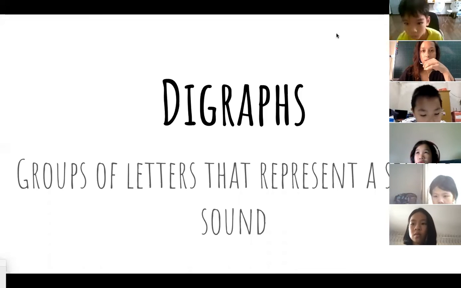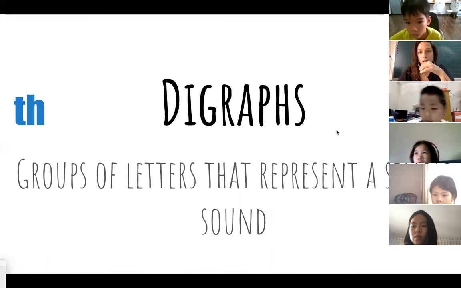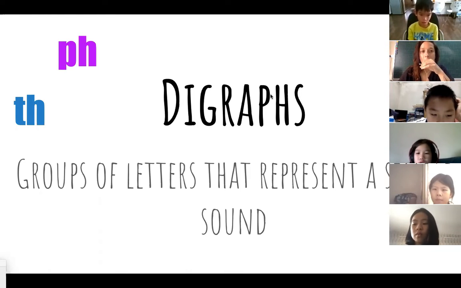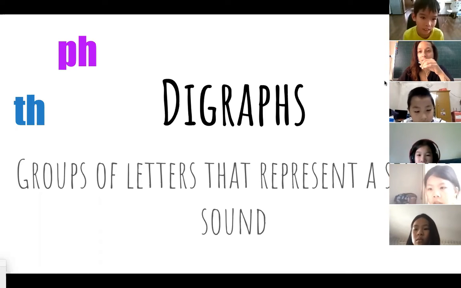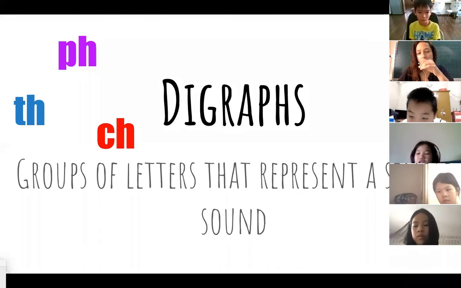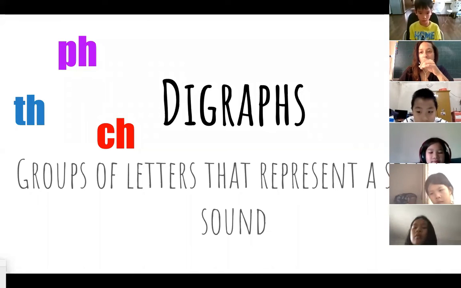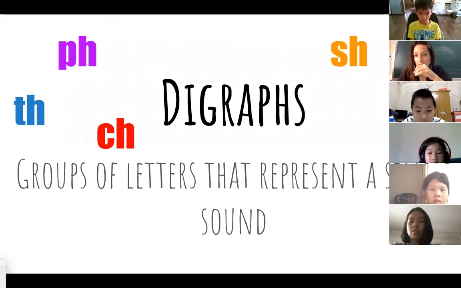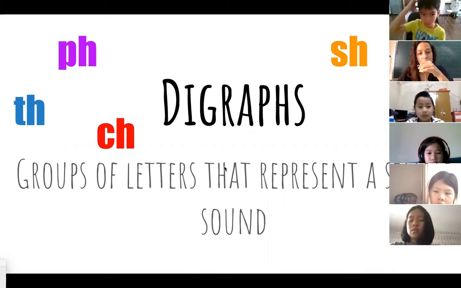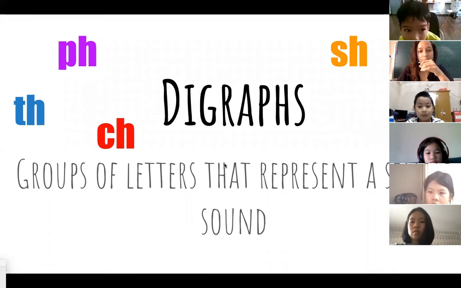So let's look at some examples of our digraphs. Okay, we have TH. What sound does TH make, Mingcho? Th. Very good. PH. Richard, what does PH make? What sound? F. Very good. Okay, what about CH? What is the CH sound? Sh. Very good. And SH. Dino, what is the SH sound? Shh. Like shh, be quiet, right?